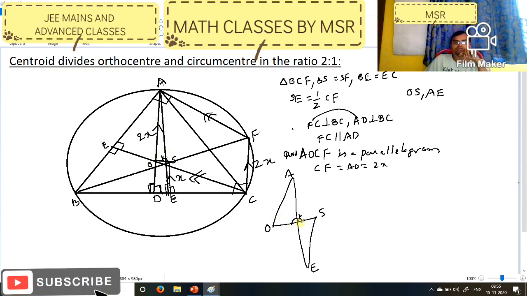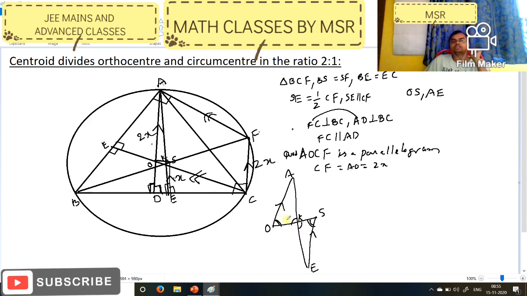Now if we compare these two triangles, the vertically opposite angles are equal. This angle and this angle will be equal. We know that AO is parallel to CF as well as SE is also parallel to CF, so AO is also parallel to SE. So by alternate angles, this angle and this angle are also equal. Automatically the third angle will be equal. Now we can say that this triangle and this triangle are similar.